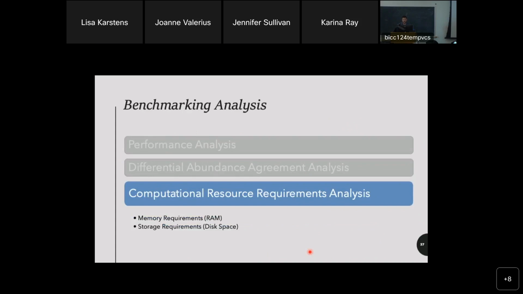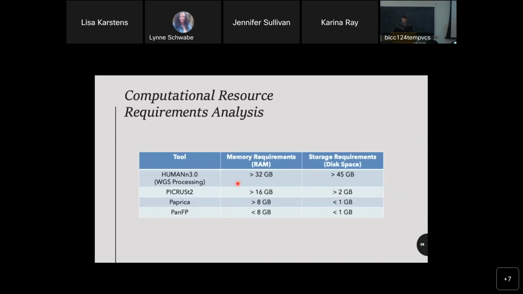And finally, now we can take a look at the computational resource requirements analysis, and this just compared memory requirements in terms of RAM and storage requirements in terms of disk space. So here we can see that WGS processing using Human 3 required far more computational resources than any of the metagenomic inference tools. Within the metagenomic inference tools, PyCrust-2 had the most computational resource requirements, followed by Paprika, and then finally by PanFP.